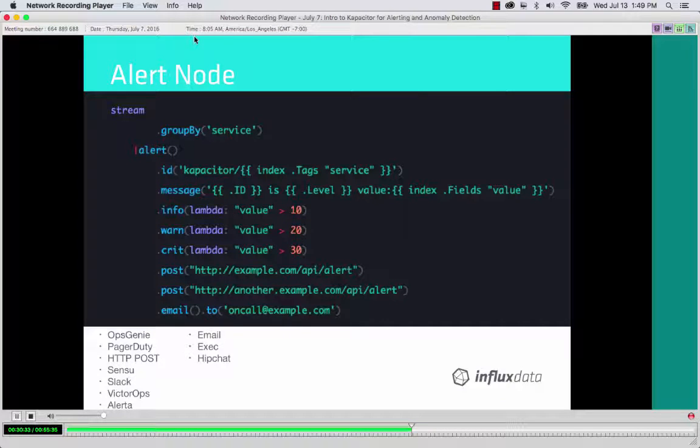The next thing that we have here is an alert node. So an alert node does exactly what you would think it does. It issues alerts. So to get an alert node, I'd say stream.groupByService, and then I can do pipe alert, and I say .id. So this is me giving the stream an identifier, just some way to identify the alert. The next thing I have is the message. So this is the actual message that comes out of the alert. You can give it a template where you can have the particular values that you'd like to come out of it.